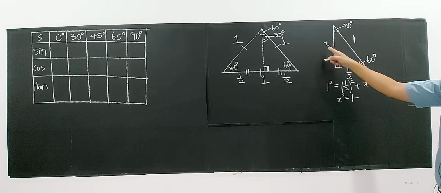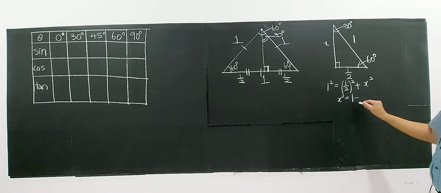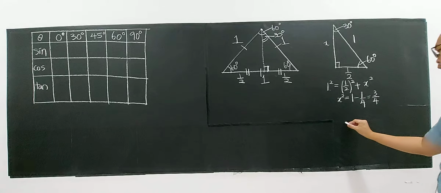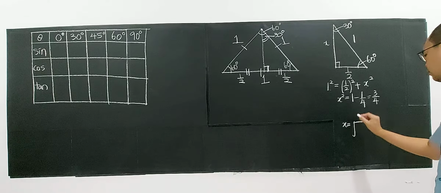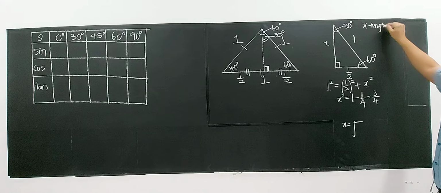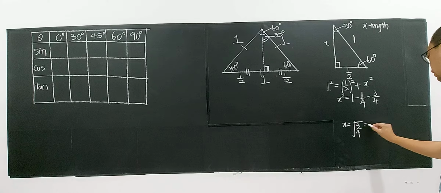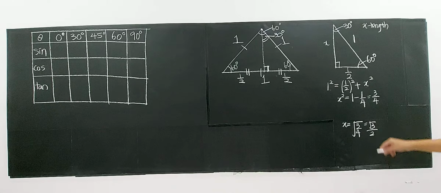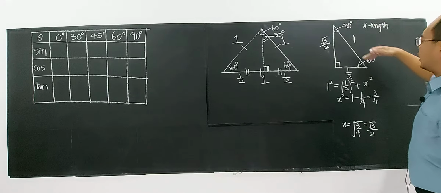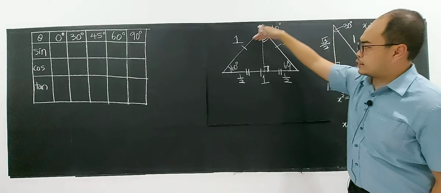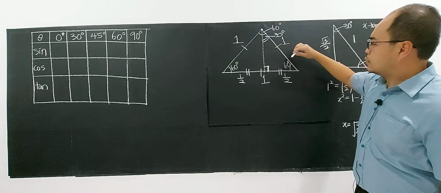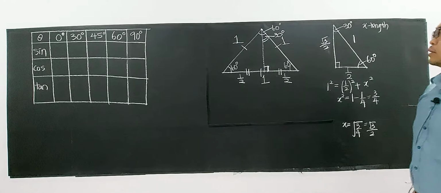So c squared equals a squared plus b squared, and x squared equals 1 minus 1 over 2 squared, which is 1 minus 1 over 4, giving 3 over 4. Then x is the square root of 3 over 4. It should have a plus or minus, but x represents the length of a side, so we take the positive value, which gives square root of 3 over 2. So now you have all the lengths: the equilateral triangle side is 1, the angles are 60, 60, 60, and the perpendicular bisector gives 90, 60 and 30 because the base is divided into two equal parts by symmetry.